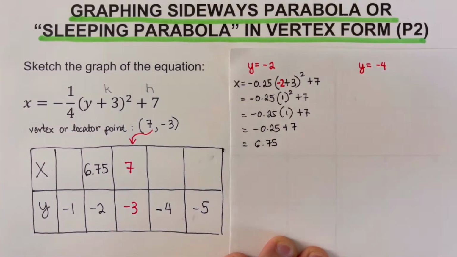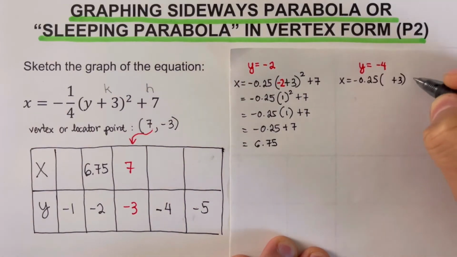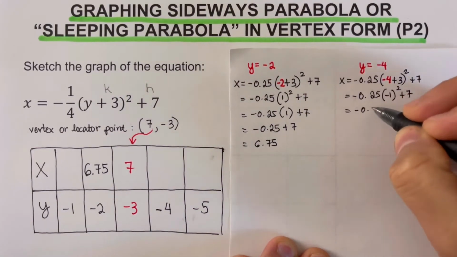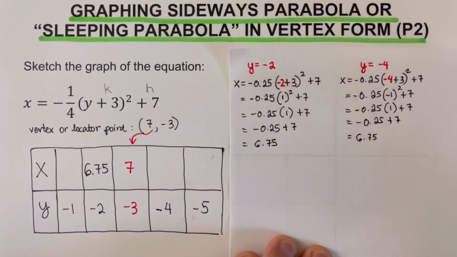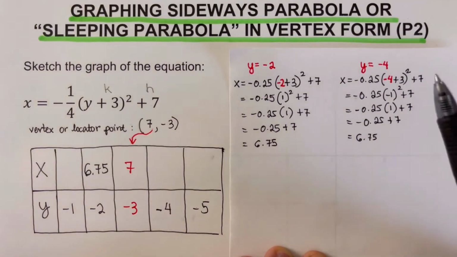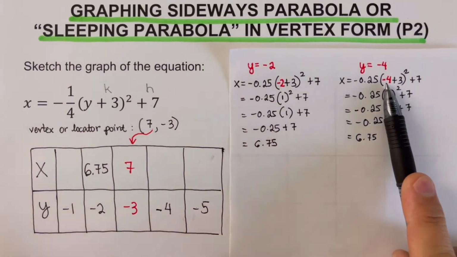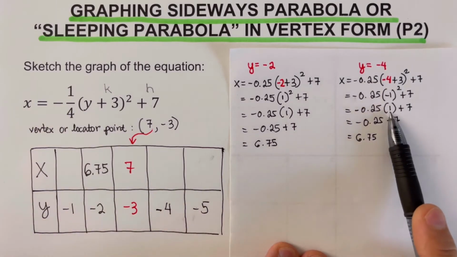So I'm going to show the work on the side right here. Okay, so let's explain this part right here. As you can see, we have a -4, so I plugged it into the y. So -4 plus 3 is -1. -1 squared is a +1.